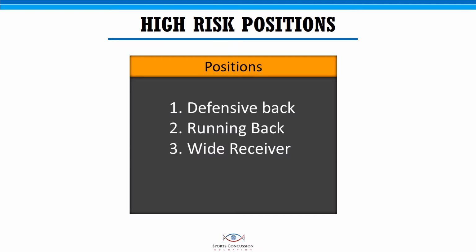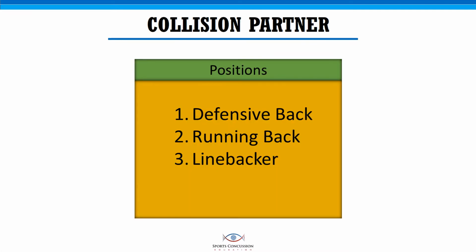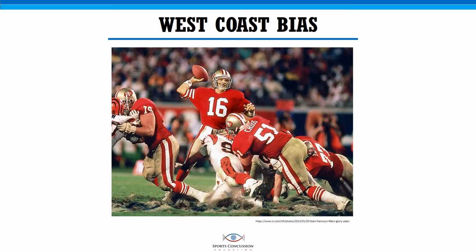Throughout the modules, we've discussed the nitty and the gritty of the details of high-risk positions. The high-risk positions being the defensive back, running back, and wide receiver. We've discussed the impact partner and the positions that are high risk to be the impact partner, which are the defensive back, running back, and linebacker. We've also discussed high-risk plays, with research showing the mid-range passing play being higher risk, and we also know that special teams kickoff and punt returners incur more concussions.